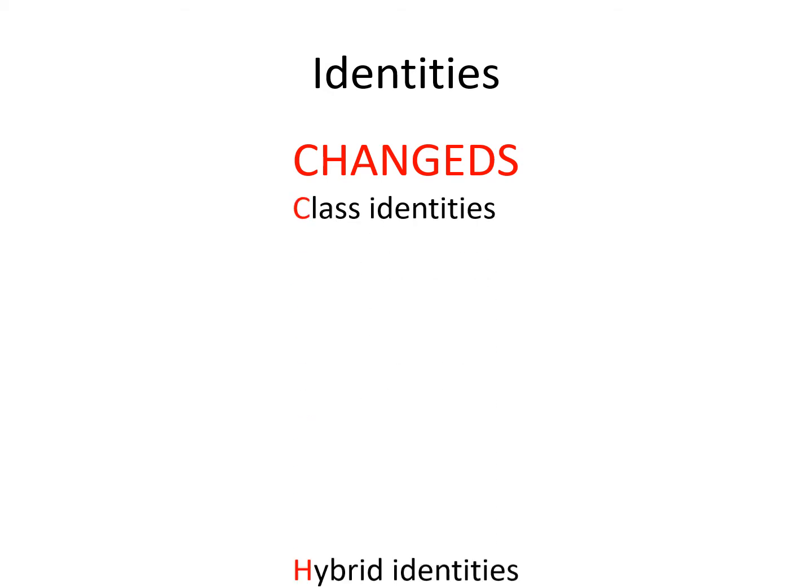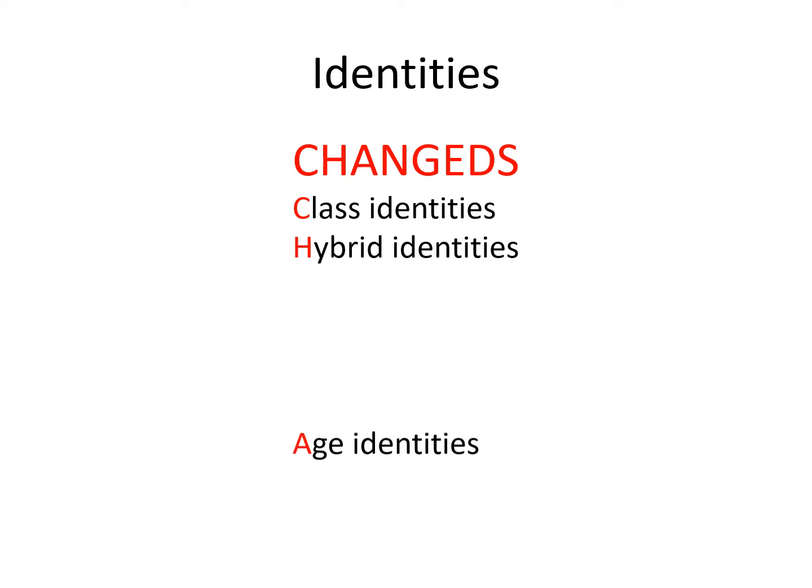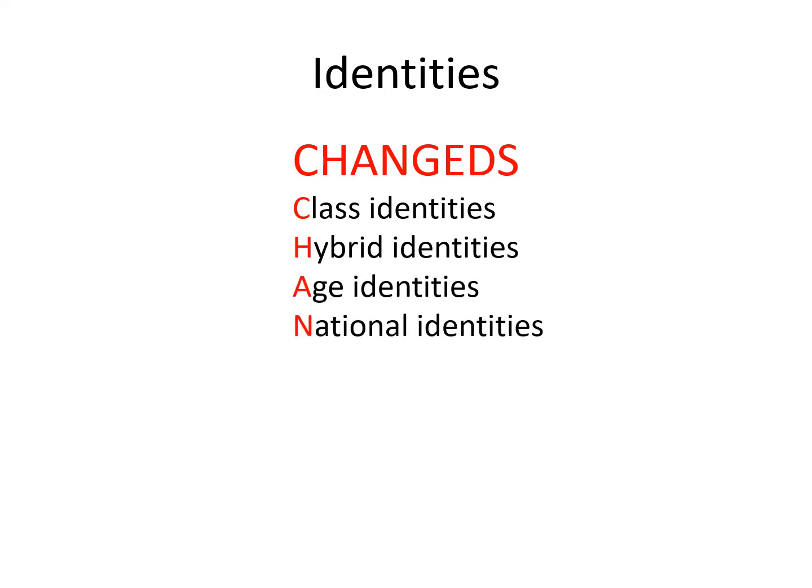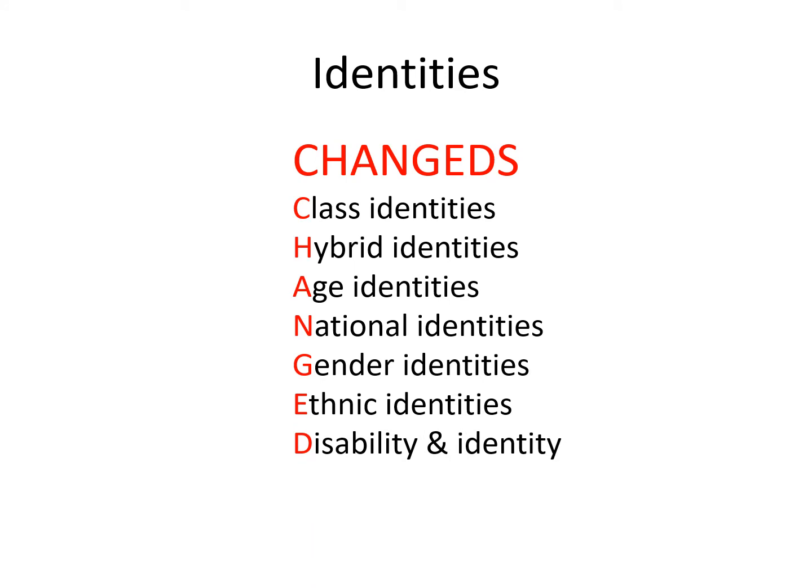I've used the acrostic in your question bank of CHANGED to illustrate how you could be asked about any of these. I strongly suggest that you have a go at answering questions on each of these identities, as any can come up. So the identities: C was class identities, H hybrid identities, A age identities, N national identities, G gender identities, E ethnic identities, D disability and identity, and finally sexuality and identity. You don't need to go away and recite these, but you need to be prepared for questions based on any of these.